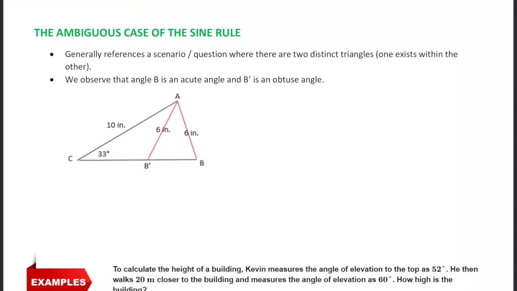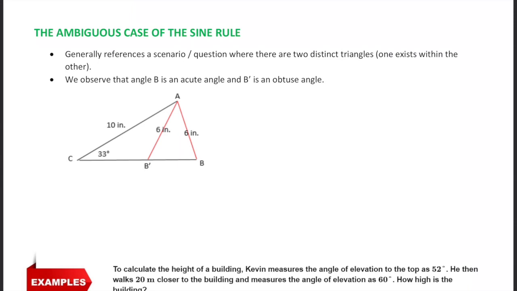So in this video, we're going to be looking at the ambiguous case of the sine rule. Generally, an ambiguous case of the sine rule refers to a scenario or a question where there are two distinct triangles given to you.